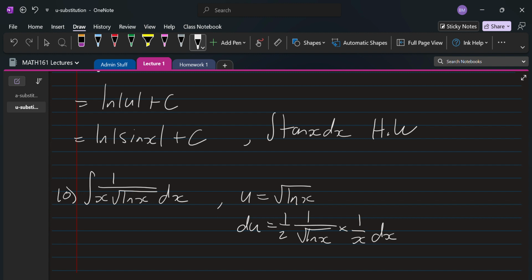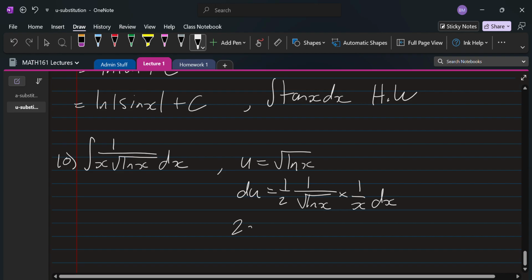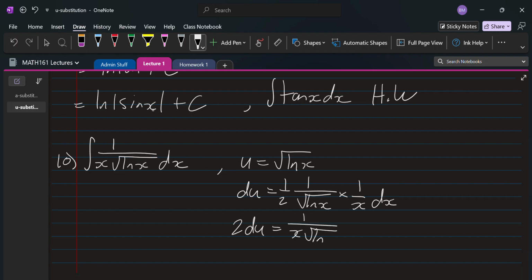Okay, that's interesting. We got 1 over root log x, 1 over x. That's the entire integral, apart from the half. So we can take that over. So we're going to have 2 du is 1 over x root log x dx. And that replaces the entire integral. So this just becomes 2 times the integral of du, or you can put a 1 there if you want.